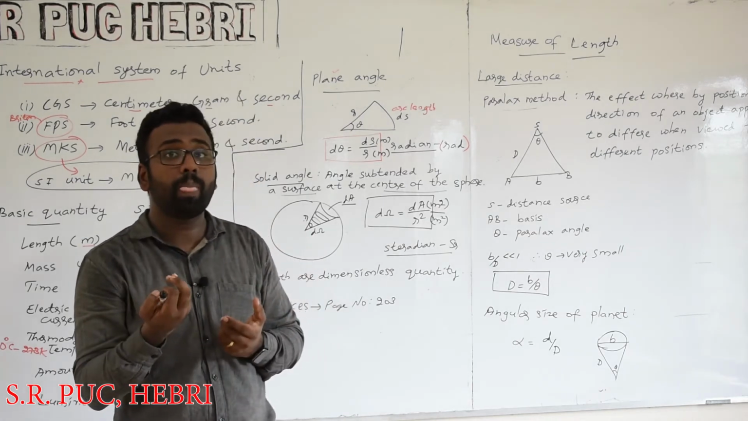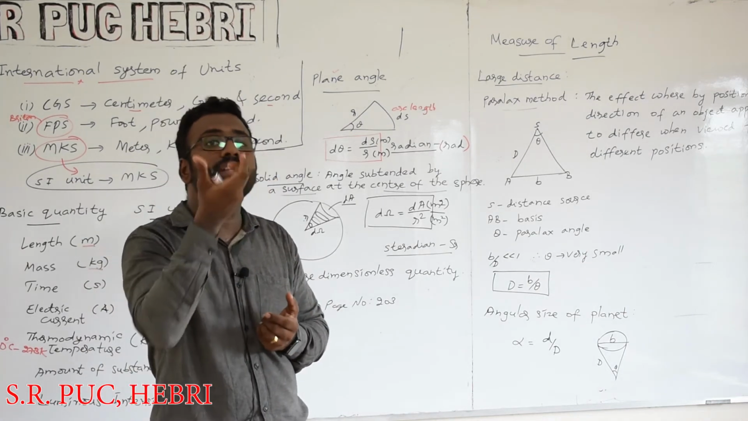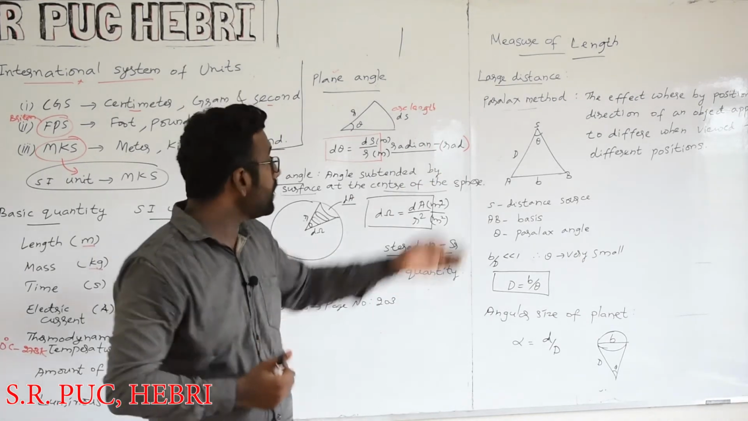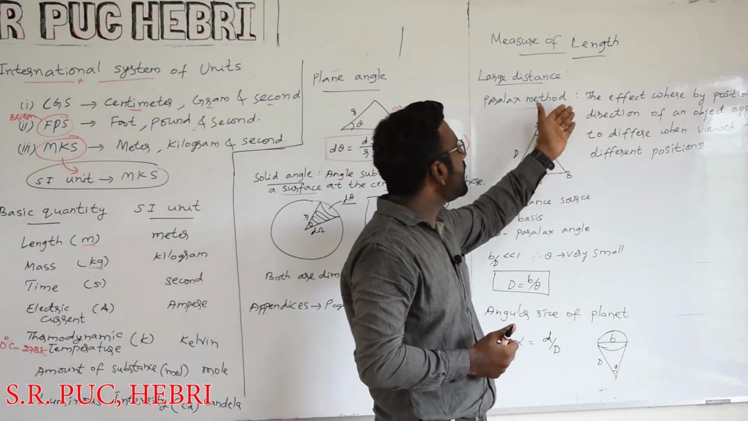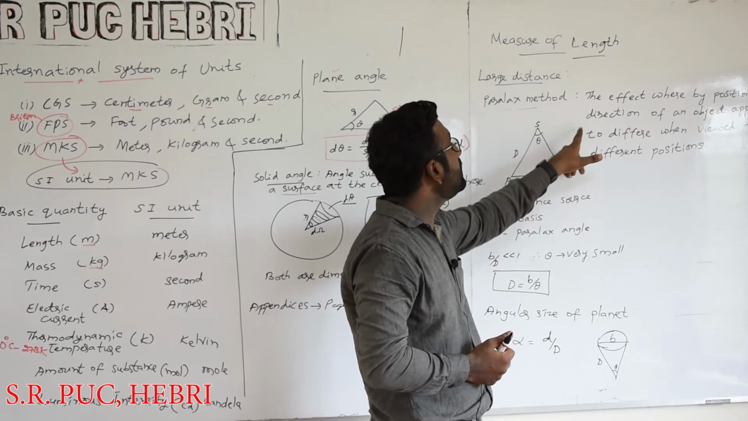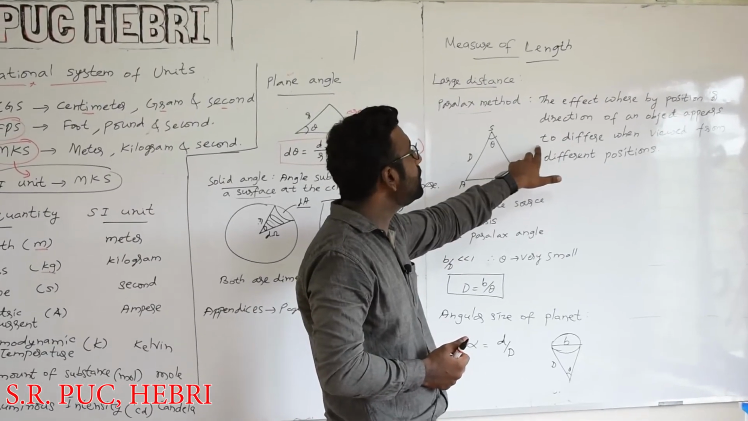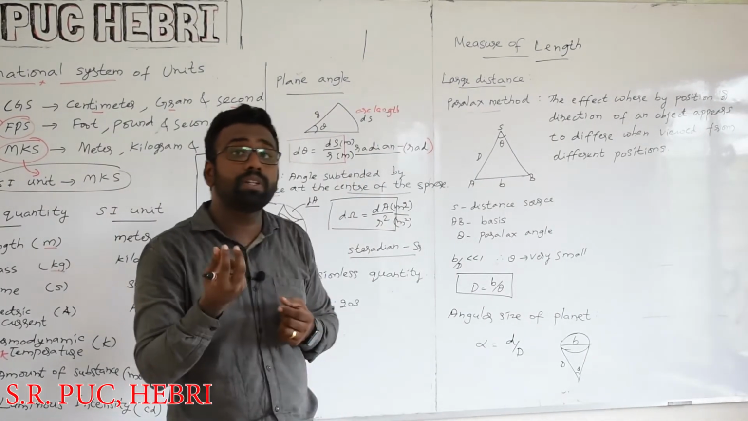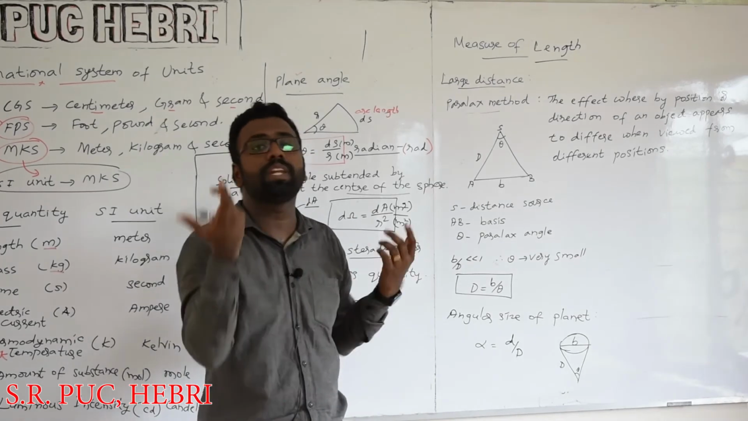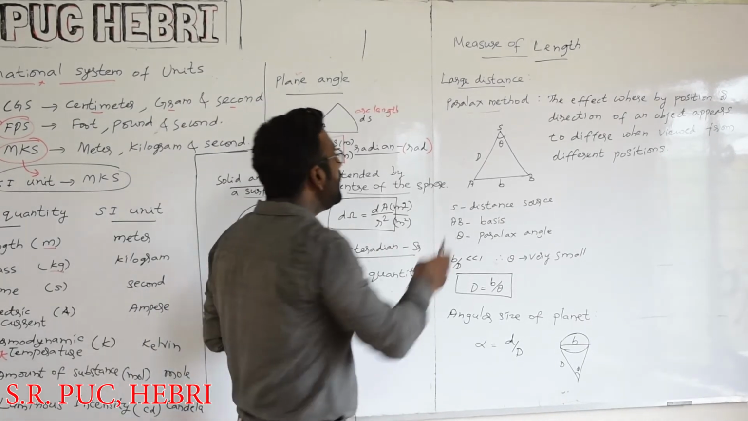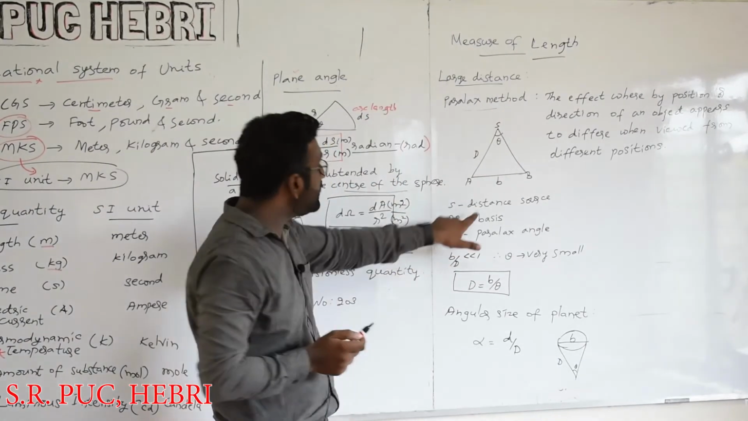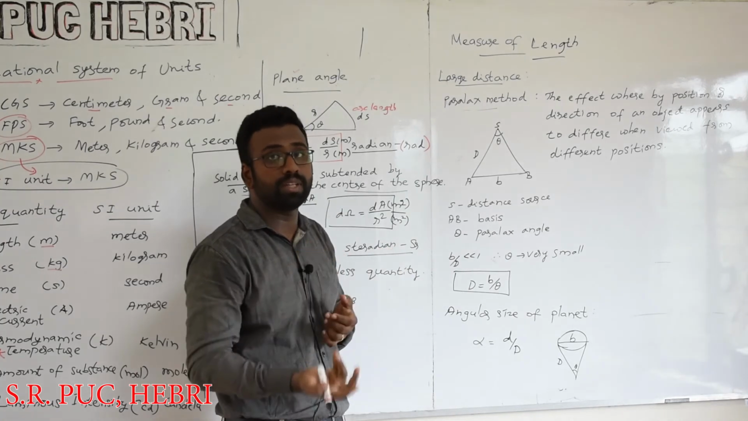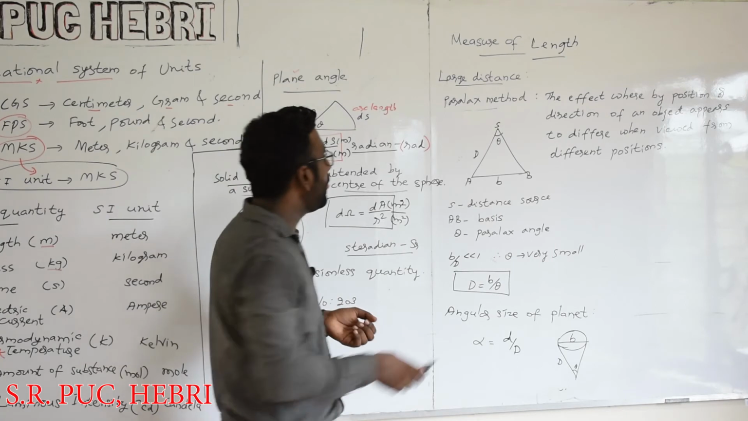So the method where we get the shift in the position of the object is known as the parallax method. Okay, we will see the definition, what it says. The effect whereby the position or direction of an object appears to differ when viewed from different positions. Okay. How is this method used to find the distance from Earth to any planet or star? We will see that. So let me take S as the distant source. You can take it as any planet or sun or any star, anything you can consider.